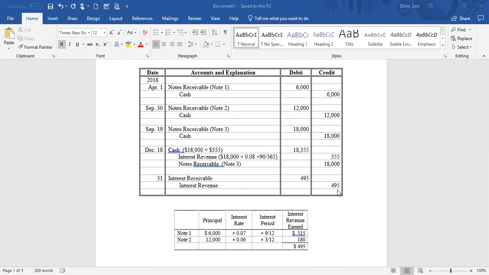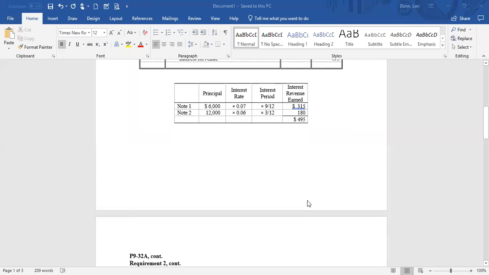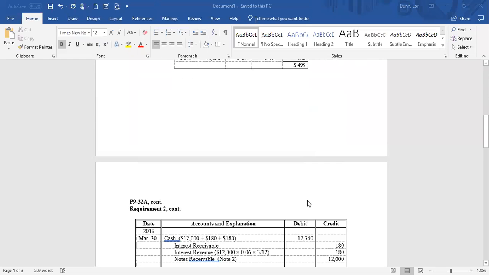Taking you back to Chapter 3 and adjusting entries. A revenue that's occurred, it's been earned, but it hasn't been recorded yet and we haven't collected it. And interest revenue is a common accrued revenue. So let's see what happens when these loans mature. The first loan matures, well, this is actually note 2, on March 30th.